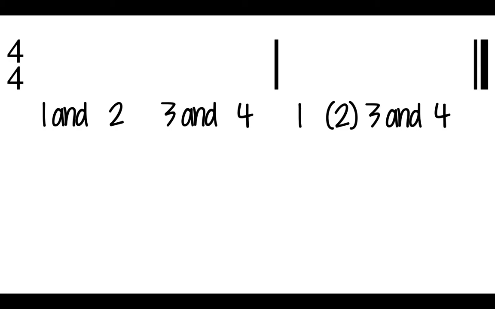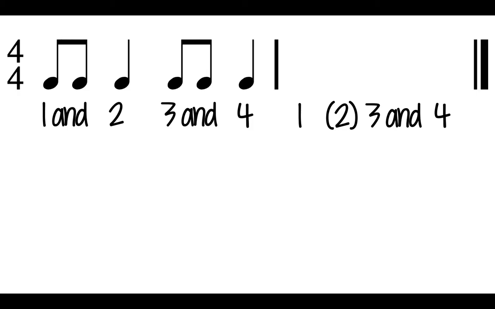We have 1 and. We know that's going to be a TT. 2 is going to be a ta because there's no parentheses around it, so it's not a rest because we say it out loud. 3 and means TT. 4 means ta. The bar line means we start back over. 1 would be a ta. 2 in parentheses means it's a rest because we don't say it out loud. 3 and means TT. 4, ta.